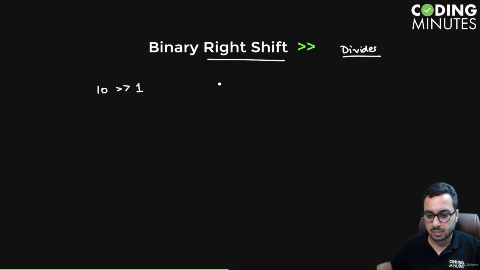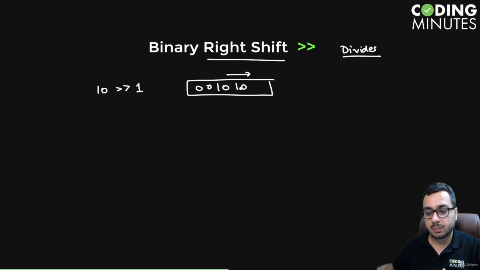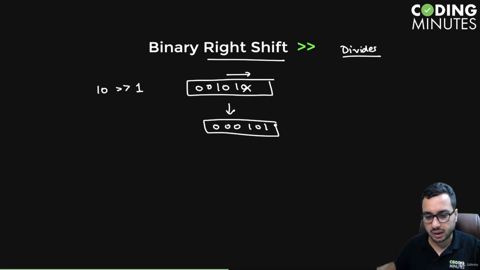If I show you this number, 10 in binary is 1010, and doing a right shift means we are moving every bit towards the right by one step. So this bit will get discarded and the original number would become 0 0 0 1 0 1, and clearly we know this number is 5. So if we do 10 right shift 1, that means 10 divided by 2 raised to the power 1. So this number is 5 and this number is also 5.